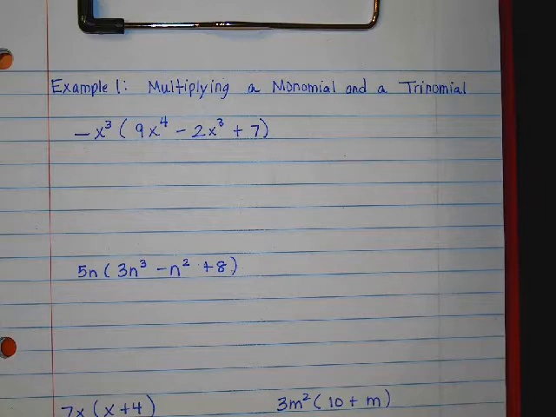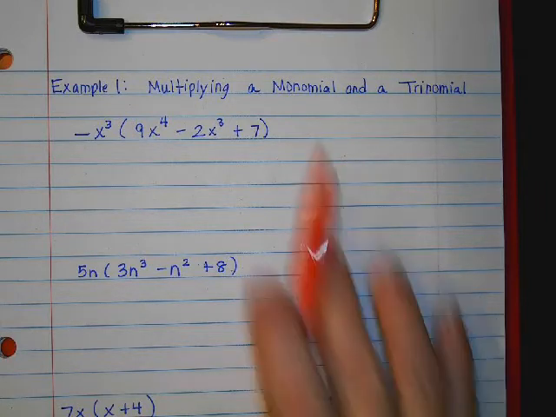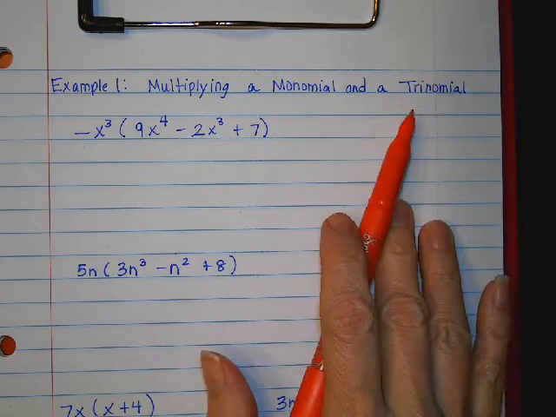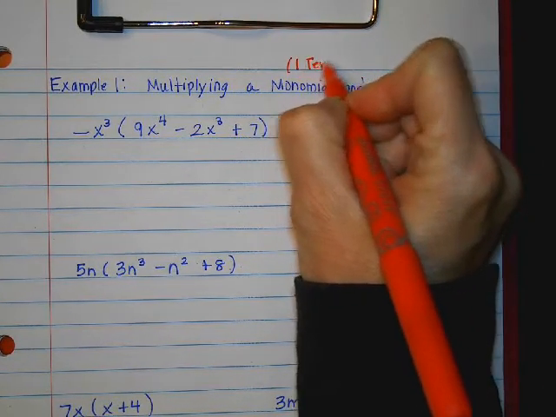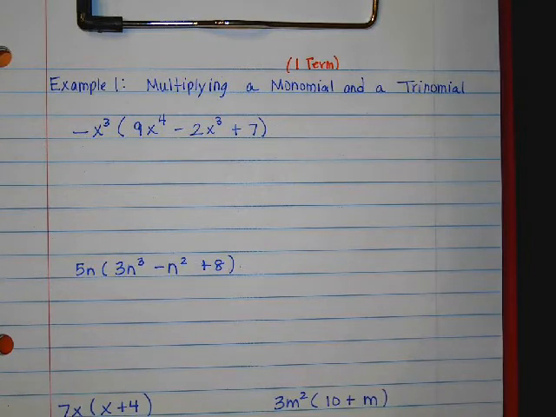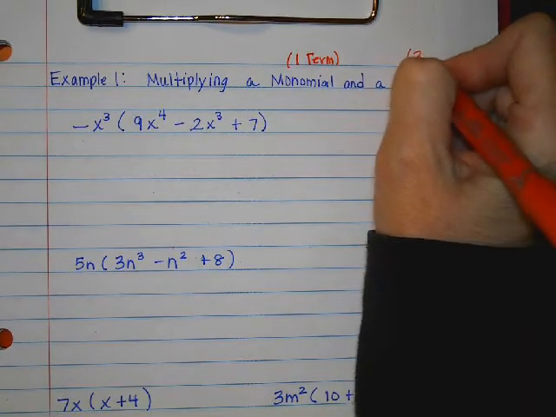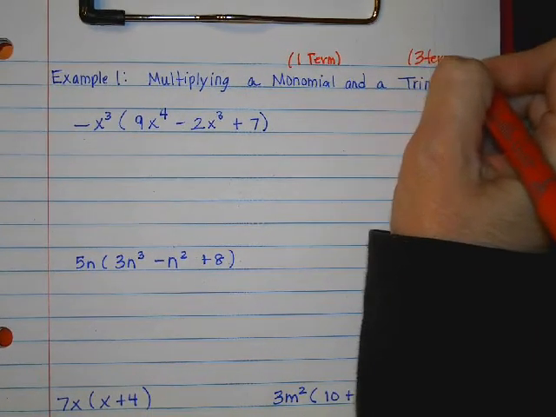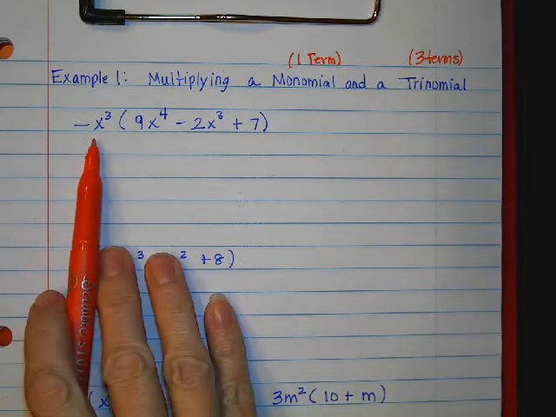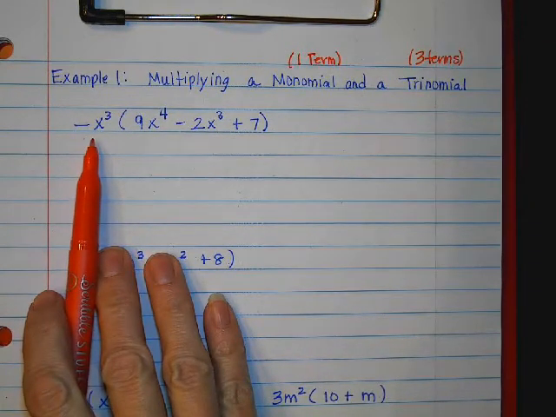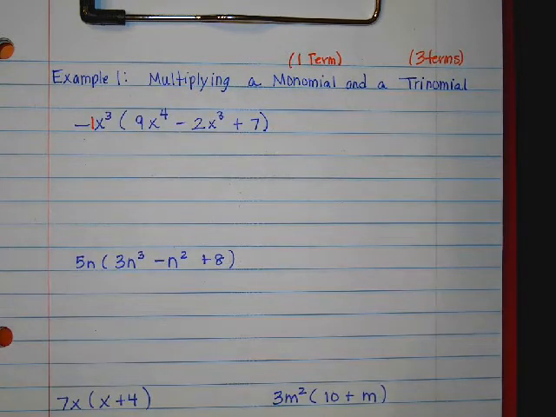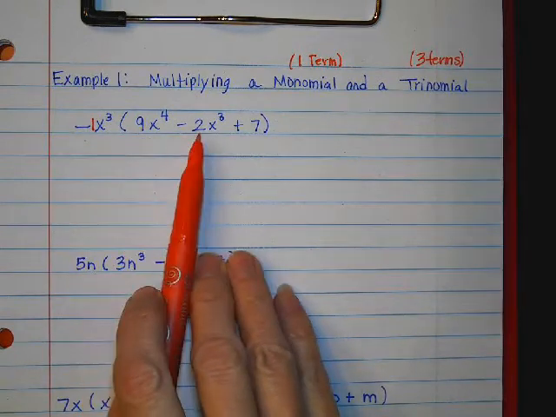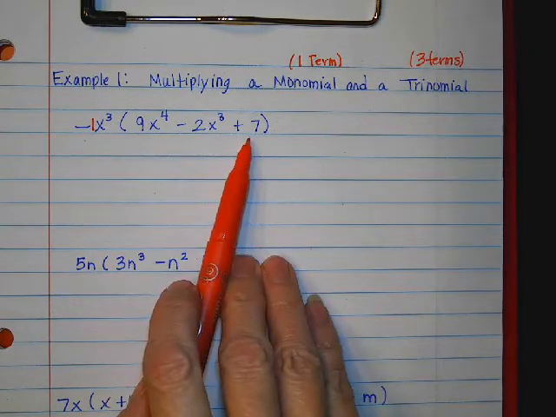Here we go. Our first example is going to be multiplying a monomial and a trinomial. So remember, a monomial is one term, and a trinomial is three terms. So here we have a monomial, one term, negative 1x cubed. I'm going to put that 1 right there so we don't forget about it. Negative 1x cubed times a trinomial: one term, two terms, three terms.